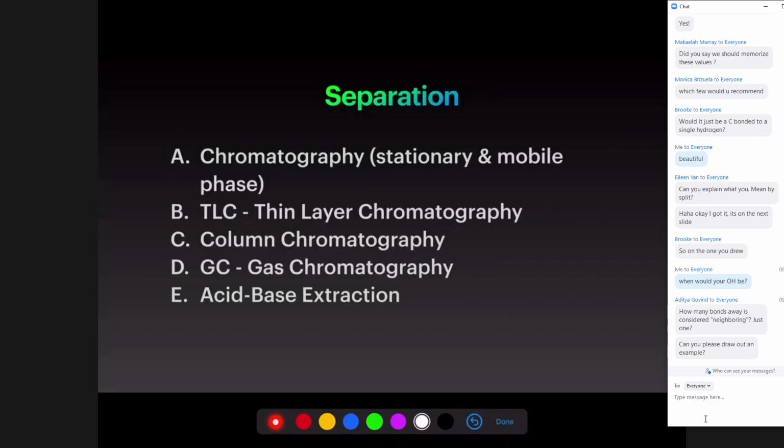For separation, there are a few different techniques we're going to go through, which is chromatography. We're going to go through the stationary and mobile phase of chromatography for each type of chromatography. There's TLC, thin layer chromatography, column chromatography, gas chromatography, and acid-base extraction.